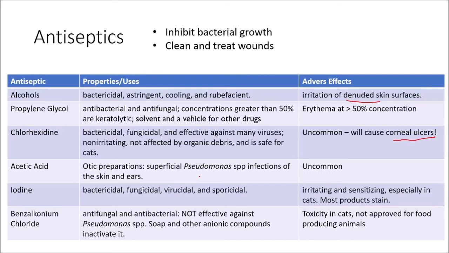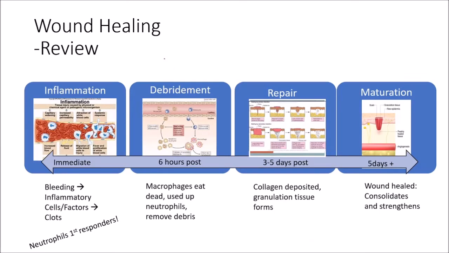As a quick review for wound healing, we start with the inflammatory or lag phase. Inflammation brings in all the healing aspects. Okay, so we get bleeding, which brings in inflammatory cells and factors and our clots. And remember, our neutrophils are our first responders. Then we have the debridement period where the macrophages eat dead, used up neutrophils and remove debris. That starts at about 6 hours post-wound.